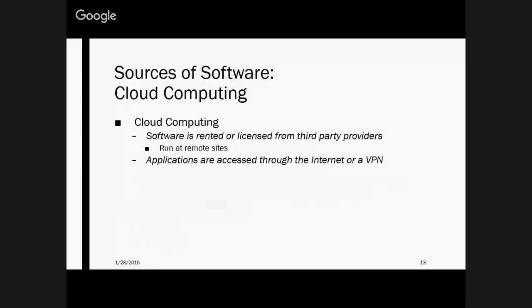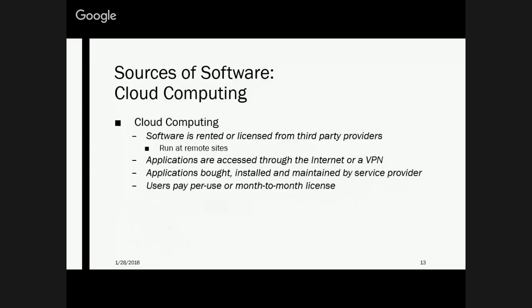So it runs at remote sites. I think most of these we're going to access through the internet, but some could use a VPN. Applications bought, installed, and maintained by a service provider, pay per use or month to month. These include software as a service as well as hardware as a service. That hardware side has grown a lot, where you're renting processing power and that kind of thing. Then you can install whatever you want inside of it, and you can ramp up on the Amazon cloud or the Microsoft Azure cloud, all sorts of different things, and run whatever you want.